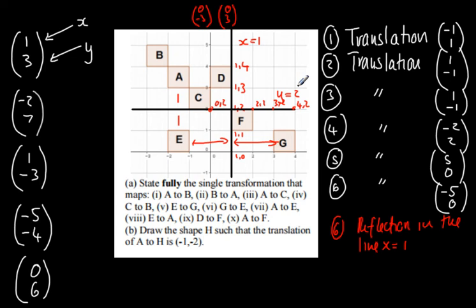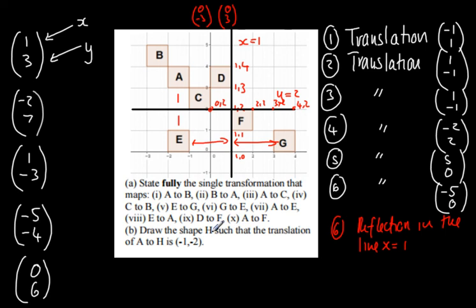So if you want, you could say the single transformation that maps A to E is either a translation of 0, negative 3, or it's a reflection in the line y is equal to 2. As you can see, these are straightforward. I don't think it's really worth doing the other ones, as we're fairly happy with them. So nice and logical.